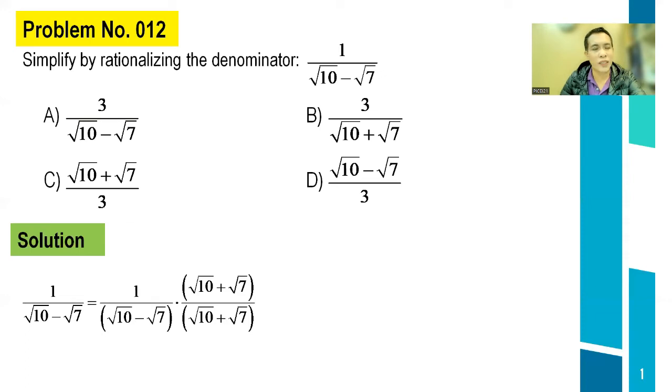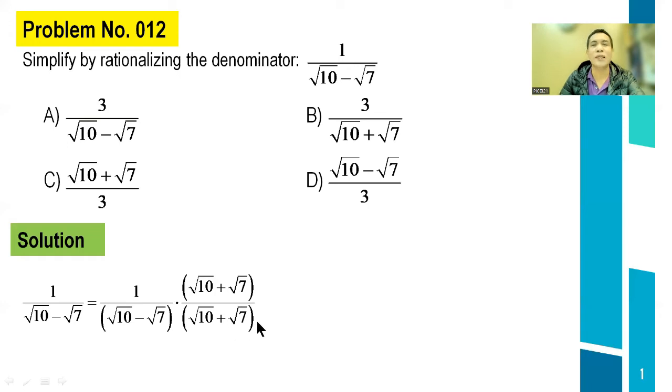Of course, the conjugate of the square root of 10 minus square root of 7 is equal to the square root of 10 plus the square root of 7. So we will multiply the numerator and denominator by its conjugate. So we have 1 over square root of 10 minus square root of 7 times the square root of 10 plus square root of 7 over the square root of 10 plus the square root of 7.